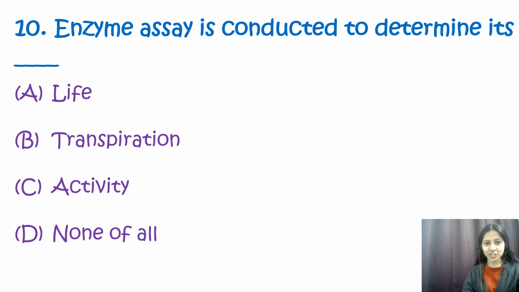Question number 10. Enzyme assay is conducted to determine its A. Life, B. Transpiration, C. Activity, and D. None of the above. So the correct option will be option number C, that is activity. An enzyme assay is a laboratory method which is used to measure the activity of an enzyme. This enzyme activity measures the quantity of the active enzymes which are present, and it depends upon the various physical conditions which should be specified. So over here the correct option is option number C, that is activity.